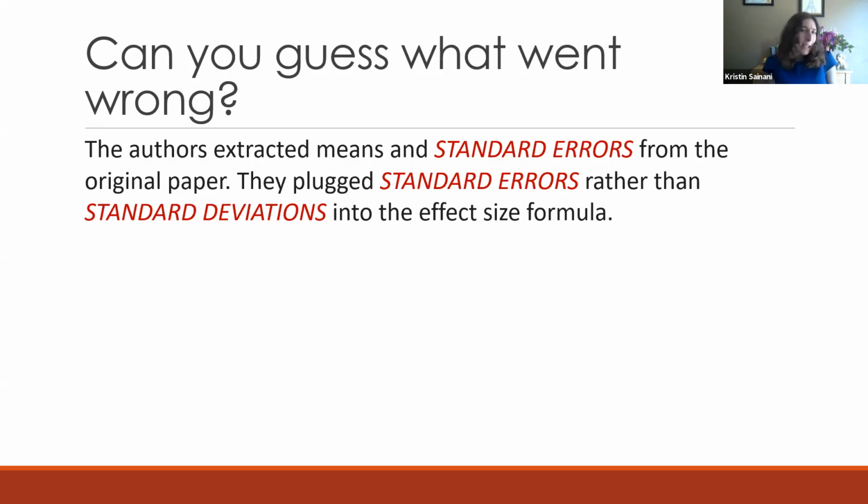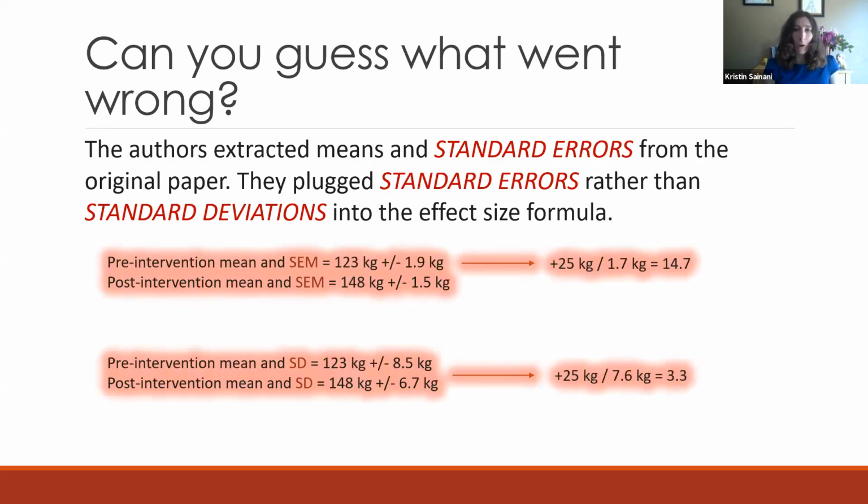And you can see how it would be easy, though, to accidentally extract those standard errors if you weren't paying attention, if you didn't read the title of the tables. So what happened is they extracted standard errors rather than standard deviations. Well, that's a big difference. And those standard errors ended up in the effect size calculations. And so what that means is their effect sizes end up being much too big because their denominators are too small. And so squatting ability improved on average by about 25 kilograms.